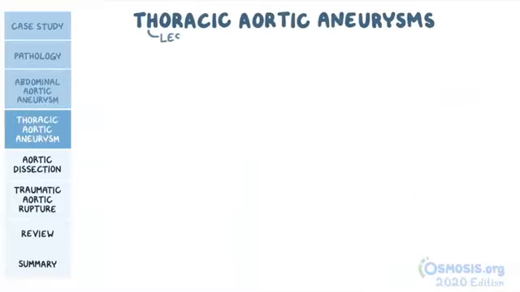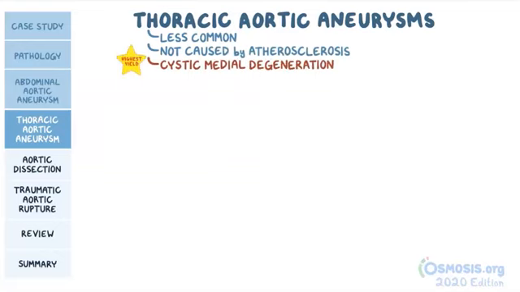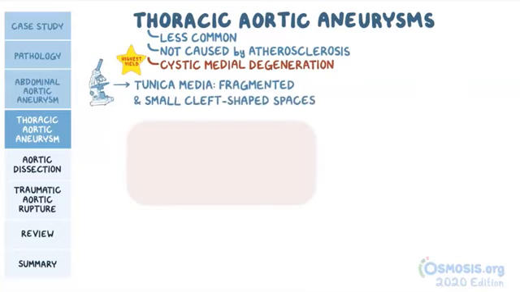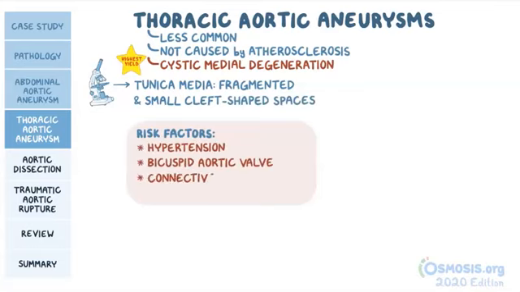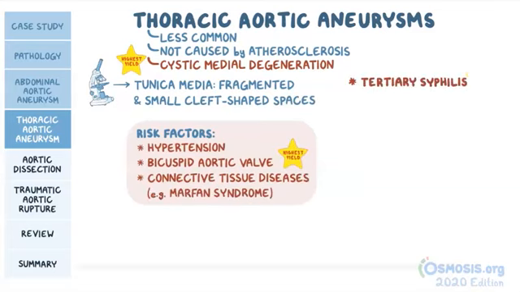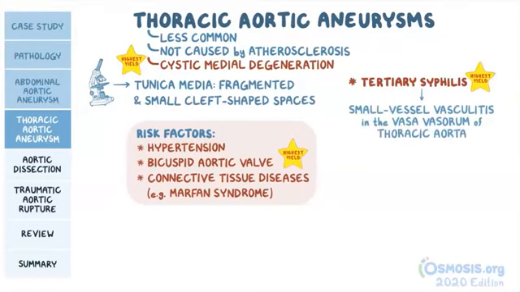Thoracic aortic aneurysms are less common, and they're not caused by atherosclerosis. Rather, they're associated with cystic medial degeneration. On microscopy, the tunica media appears fragmented, and small cleft-shaped spaces appear. Important risk factors you need to remember for your test include hypertension, bicuspid aortic valve, and connective tissue diseases like Marfan syndrome. Also, a high-yield fact is that tertiary syphilis can cause a small vessel vasculitis in the vasa vasorum of the thoracic aorta, also called obliterative endarteritis, which could lead to aneurysms.